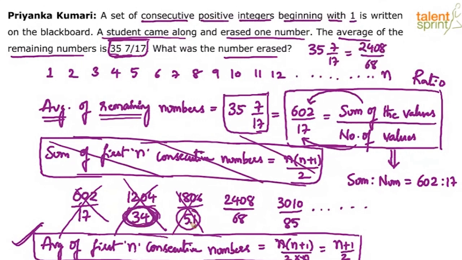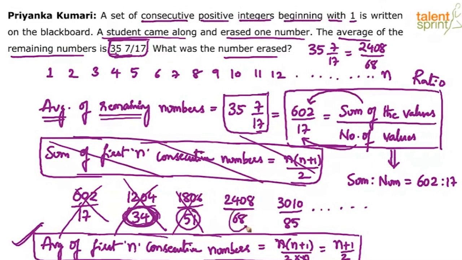That way, 35 7 by 17 is 1806 by 51 also, and 1204 by 34 also. But the problem is, if I consider the remaining numbers to be 51, the total is 52, and the average of 52 numbers is 26.5. Just by removing one of the numbers, the average will not come anywhere close to 35. But when I come to this, I am very close.